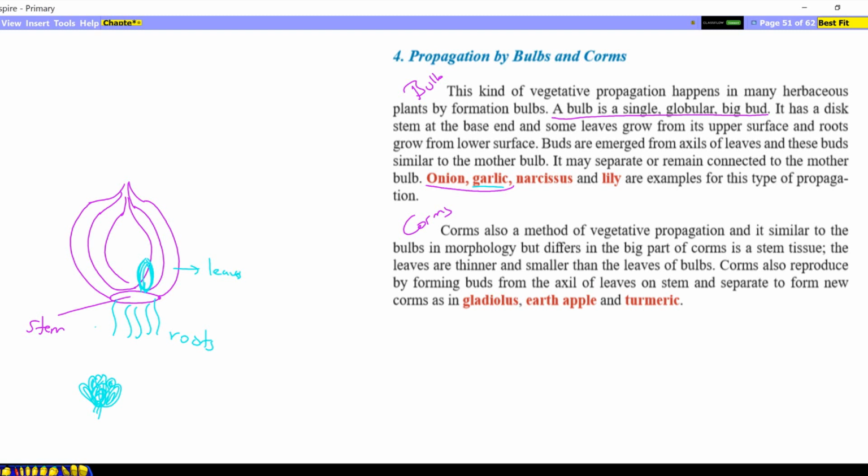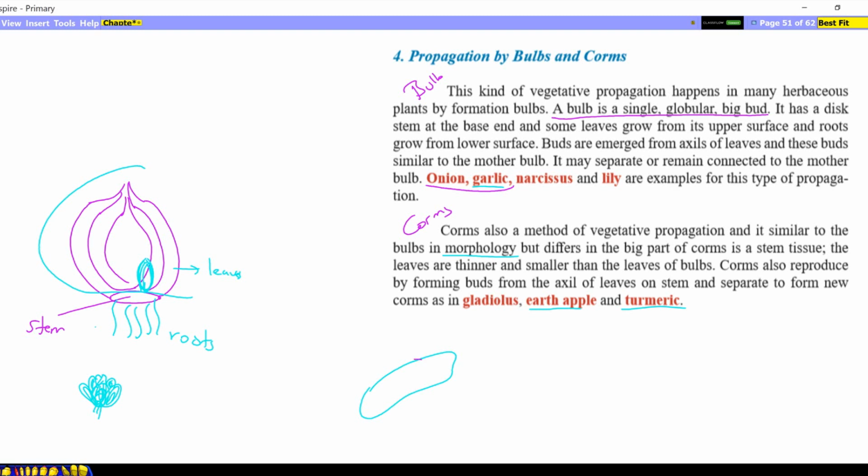Corms are also a method of vegetative propagation, similar to bulbs in morphology and appearance, they look like one another, but the difference is that the big part of a corm is stem tissue. The big part of bulbs is leaf tissue, but in corms, most of the organ is stem, a big part of stem, like earth apple or turmeric or ginger.